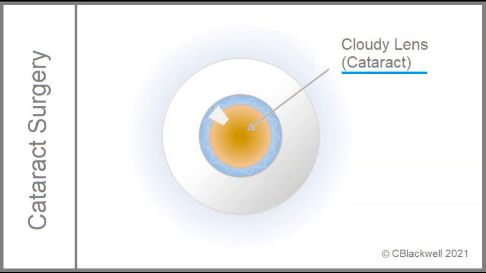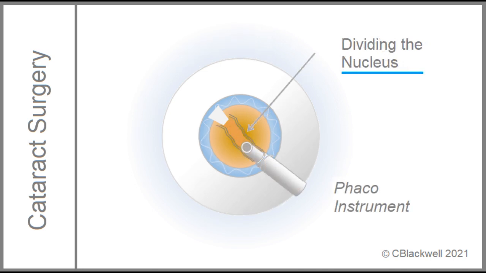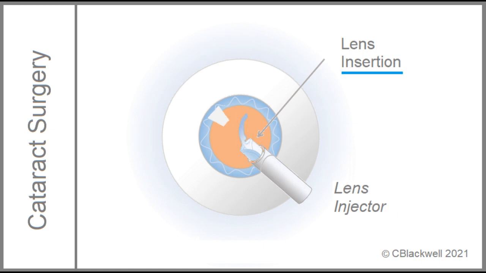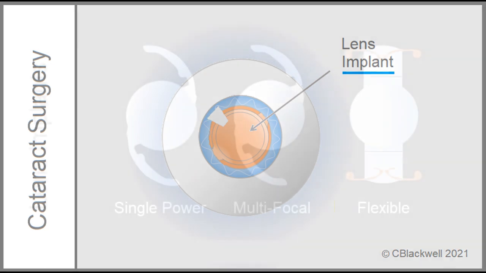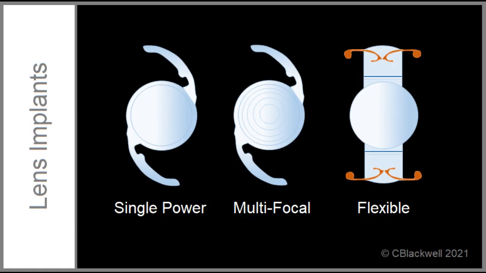In video 1, we reviewed the steps of cataract removal. After entering the eye, the cloudy lens is broken up and removed. Then a replacement artificial lens is inserted. With a new clear lens, vision is improved with the range of visual function depending on the design of the implant. Which leads us in this video to explore the properties of current lens implants.